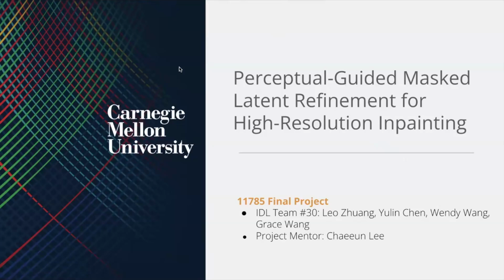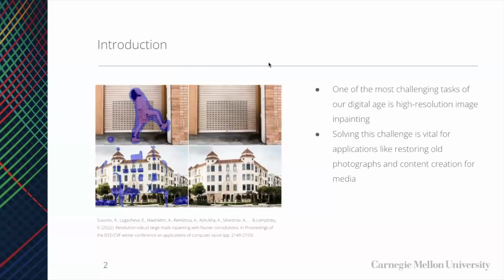Hi, so we're project group number 30, and our project is called Perceptual Guided Mask Latent Refinement for High Resolution Inpainting. In the age of digital media, the ability to seamlessly edit and restore images becomes more important than ever. One of the most challenging tasks in this domain is high resolution image inpainting, which is the task of realistically filling in missing regions in large detailed images.